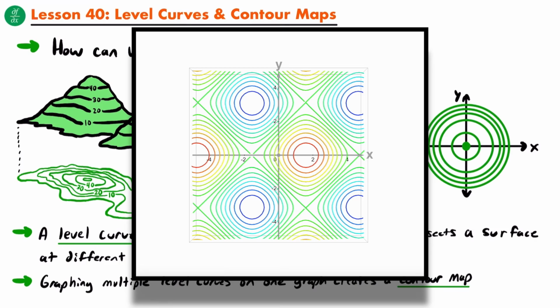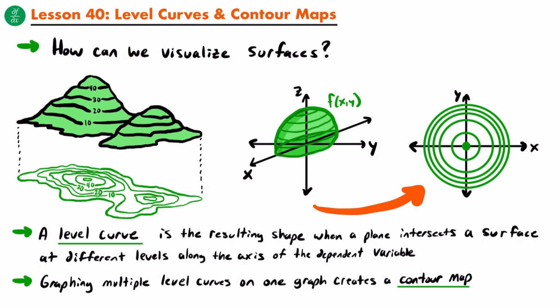Okay, so that's the idea of level curves and contour maps. That's what we're going to be doing here, but of course, we're going to be doing the work by hand. We're going to be finding some different level curves and then graphing them ourselves in an xy plane to create a contour map. And so speaking of which, let's take a look at how to do that next.